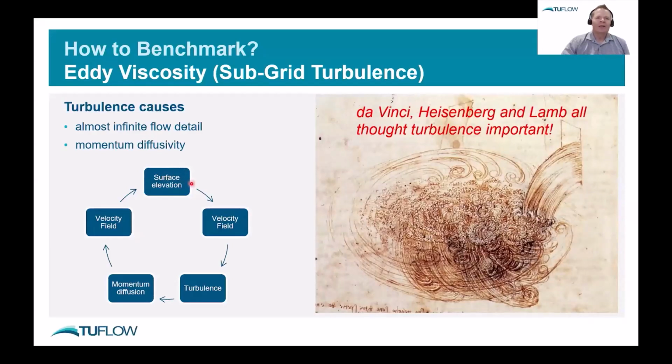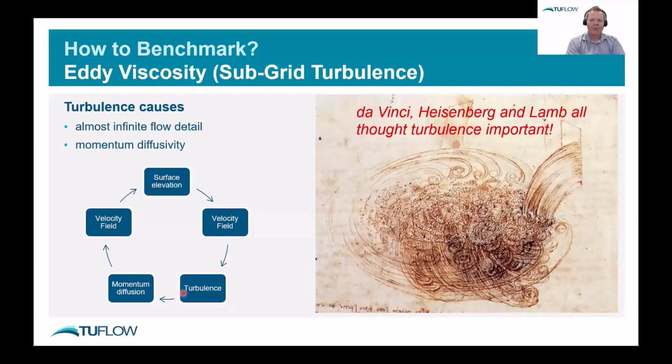But the water elevation controls the velocity field. The velocity field determines the turbulence. The turbulence determines the momentum diffusion, which then changes the velocity field, which then interacts with the surface elevation. The two are connected. Where the rubber meets the road for this wheel is at the bottom, turbulence. It's really important to get that right where you've got higher energy flows.